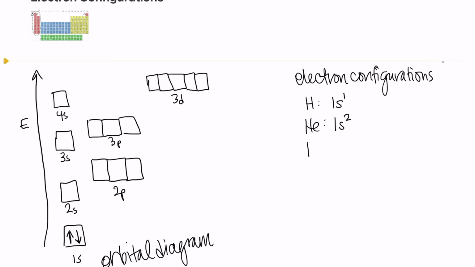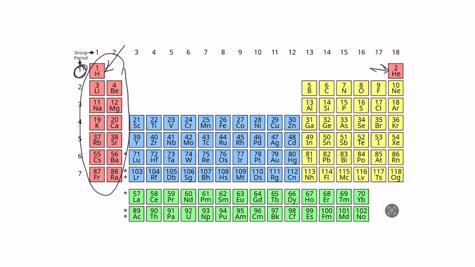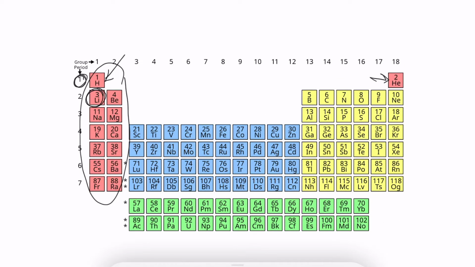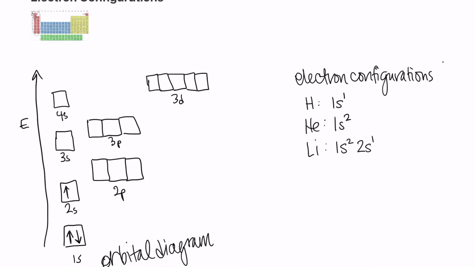Next, I have lithium. Lithium is 1s2 2s1. Now, I've filled up my 1s energy level, so I'm going to go to my 2s energy level and put my electron there. If I look at lithium on the periodic table, I'll notice that it's in the second period and the S block and in the first column of the S block. So that's going to be my 2s1. And my electron configuration ends in 2s1.